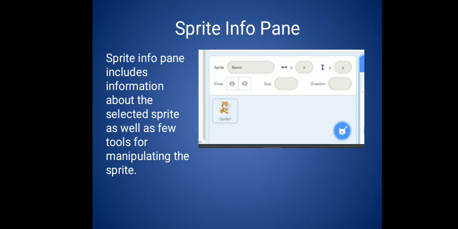Then sprite info pane. This info pane is just below the stage. So sprite info pane contains the thumbnail view of all the sprites. Every time you open Scratch, it will begin with a sprite, that is a cat. A new sprite can be added by clicking on any of the options given below. So there are various options. As I told you, you can even paint your own sprite. You can even use a sprite given in the library. You can even take a photograph of any real person from the web camera if you have one in the device, and you can create it as a sprite of yours. So it will include all the information about the selected sprite and the tools for manipulating them.